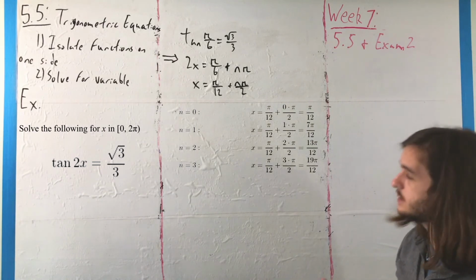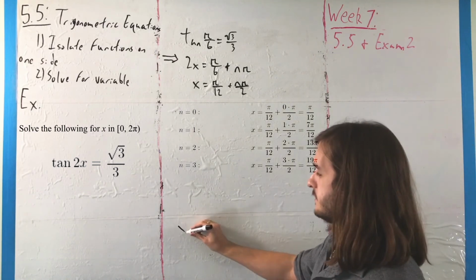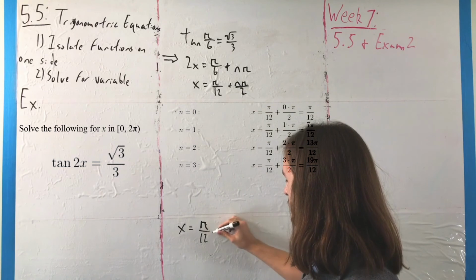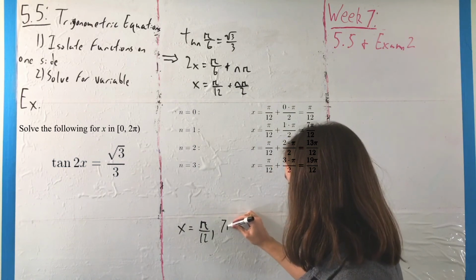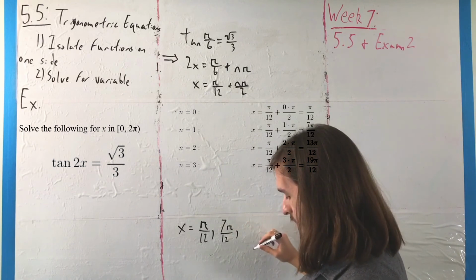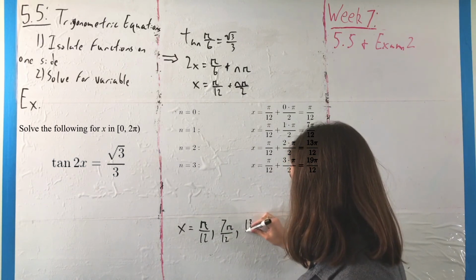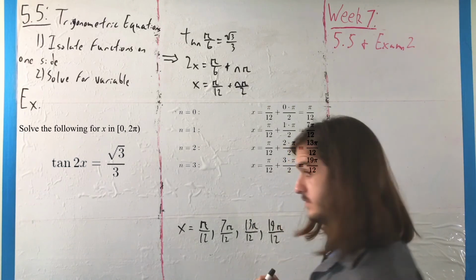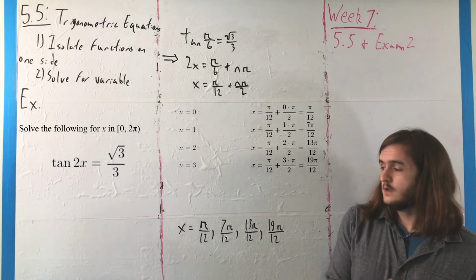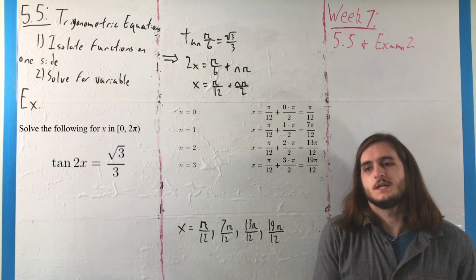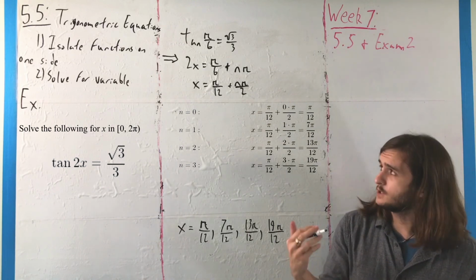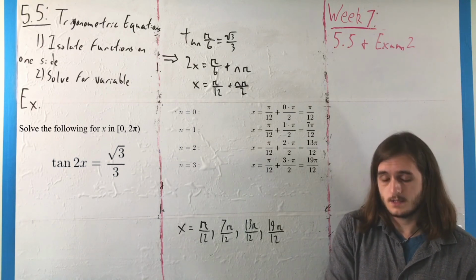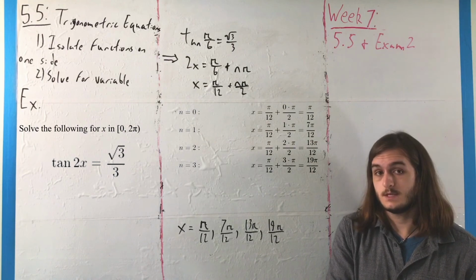Important thing here is that as a result, we get our values for x, where x must be equal to pi over 12, or 7 pi over 12, or 13 pi over 12, or 19 pi over 12. And this is how you handle these multiplied angle type problems. Just a matter of recognizing some basic information and what adjustments have to be made in terms of that basic information. Our next example is then going to be looking at problems in quadratic form.